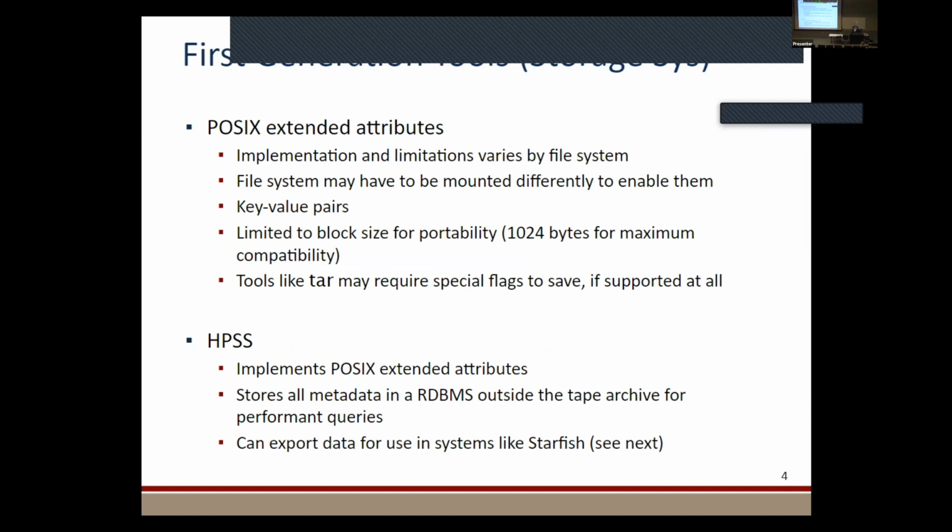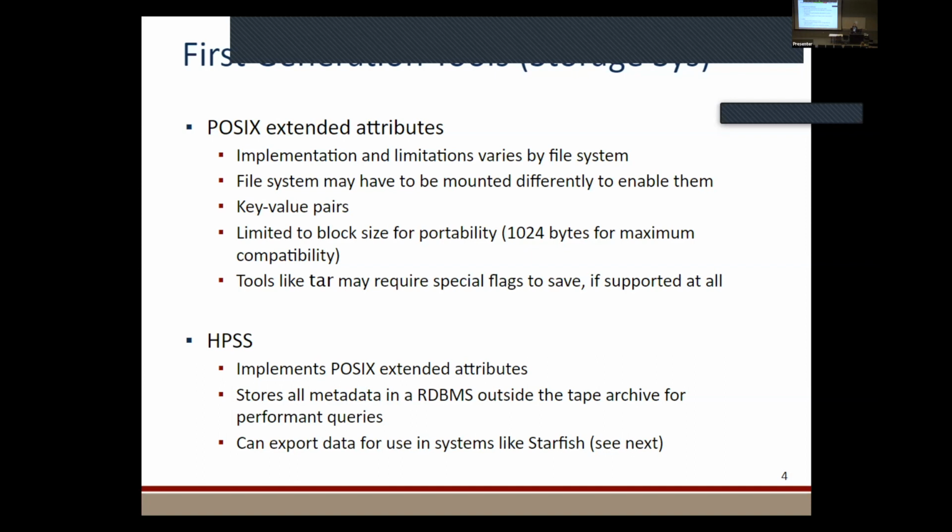In terms of the first generation, there are a few easy examples. The first is POSIX extended attributes. The real challenge is that how they're implemented varies a lot across file systems, so if you want something portable, you can't take advantage of all the features a particular file system might offer. Instead, you get limited to, say, a 1K maximum size, so that it will work on the variety of file systems you may encounter. How you save those when moving from one file system to another also varies. With tar, you have to use a special flag to save them, and other tools may have no ability at all to save them if they didn't consider that as an option.